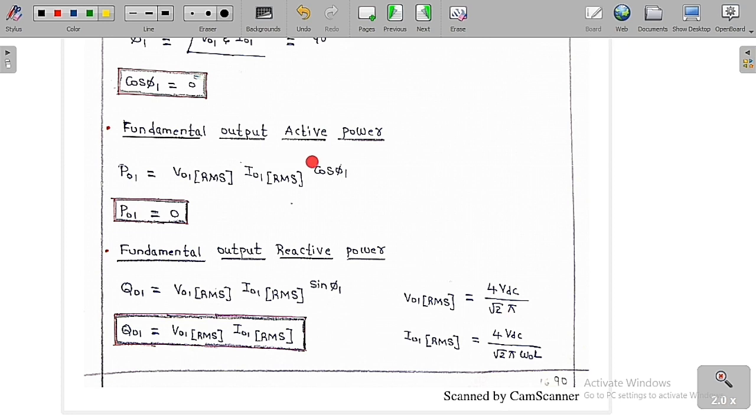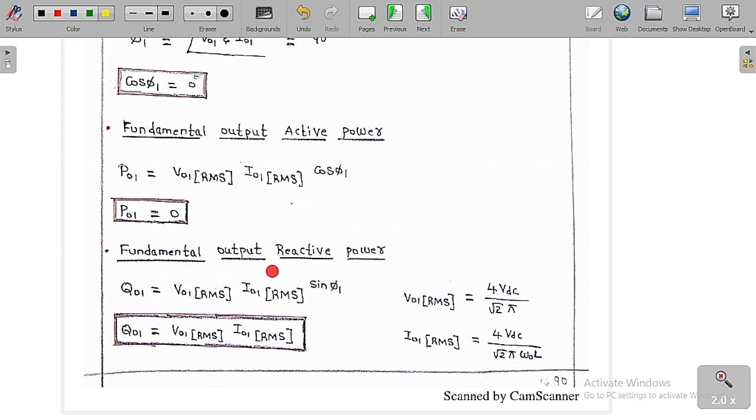So the fundamental output active power. What is the amount of fundamental active power absorbed by the load? Only the fundamental output power. The fundamental output active power absorbed by the load is equal to the RMS value of the fundamental output voltage into the RMS value of the fundamental output current into cos of phi 1, where phi 1 is the angle between the fundamental output voltage and the fundamental output current. As phi 1 is equal to 90, cos 90 is equal to 0. So everything is again 0. Therefore the fundamental output power consumed by the load is equal to 0.